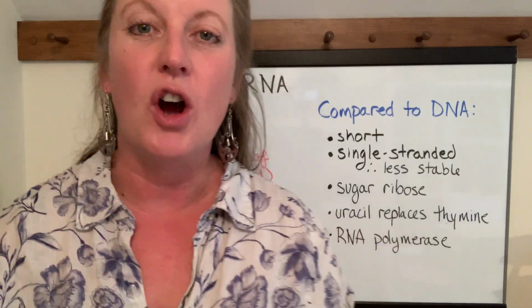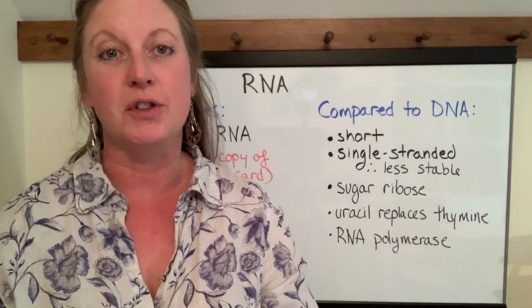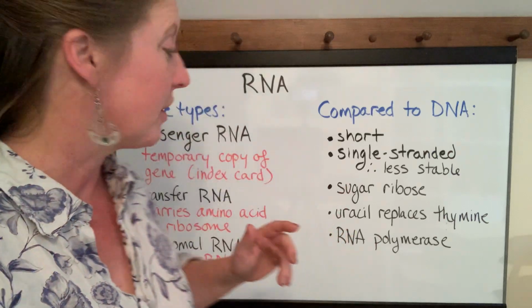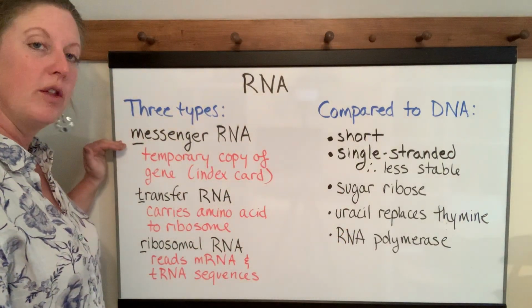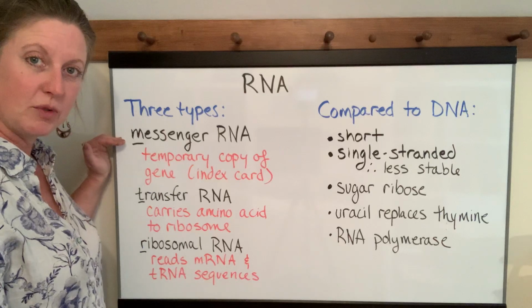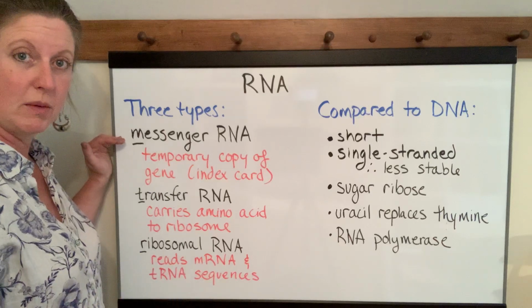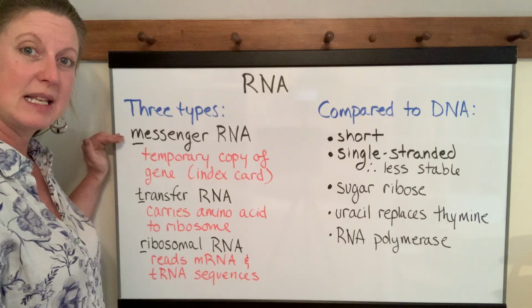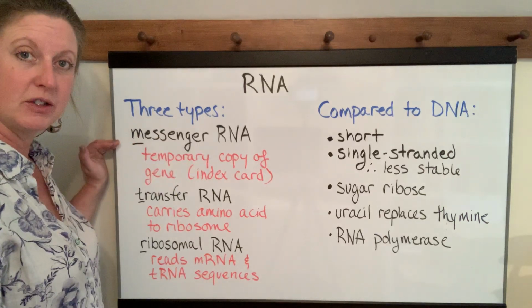The nucleic acid RNA plays a big role in both transcription and translation. So let's take a look at RNA. Now, there are three types of RNA. The one that's going to play the biggest role, or at least the most visible role in what we're talking about, is called messenger RNA, and it's referred to as mRNA, M for messenger.